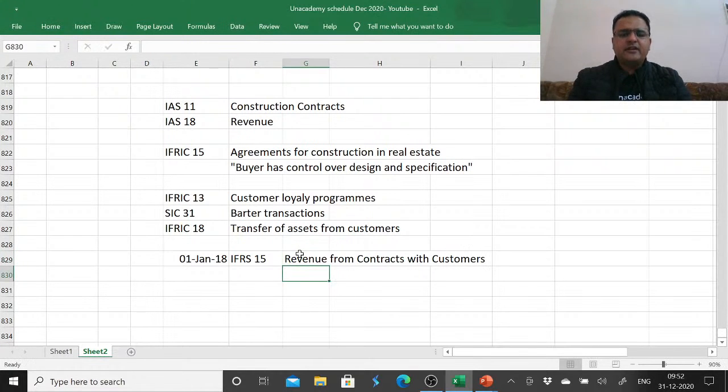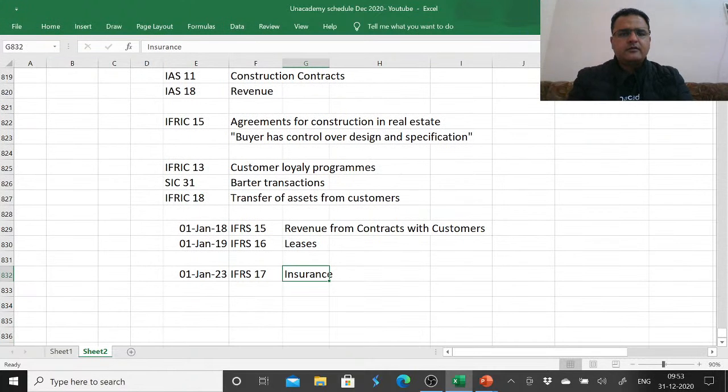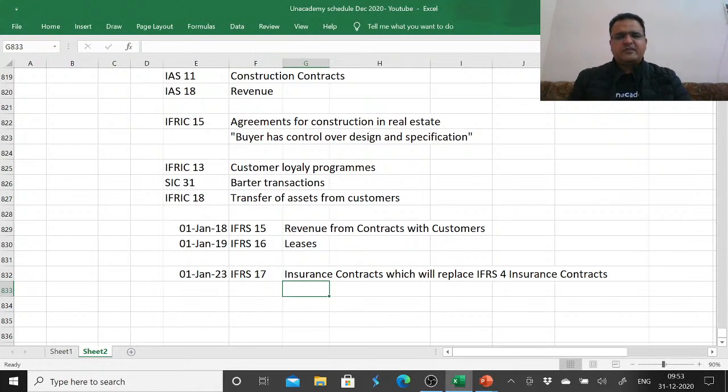On similar lines, IAS 17 was replaced from 1st January 2019, and IFRS 16 Leases got introduced. In future, from 1st January 2023, there will be a new standard, IFRS 17 Insurance Contracts, which will replace IFRS 4 Insurance Contracts. Now, for the first time in the list, beginning from IFRS 1 to IFRS 16, a standard will go missing with the introduction of IFRS 17.